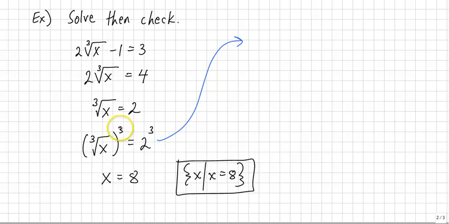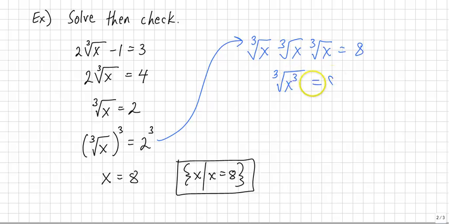Well, let's see. When I raise something to the third power, I'm multiplying it by itself 3 times. So that would be the cube root of x times the cube root of x times the cube root of x, and on the other side that'd be 8. And the cube root times the cube root times the cube root, as we already know, is a cube root. x times x times x is x cubed.